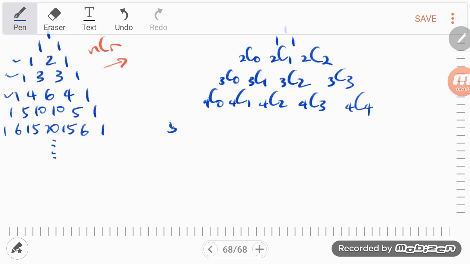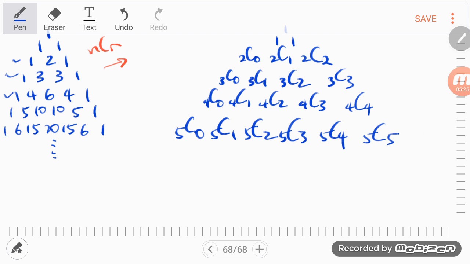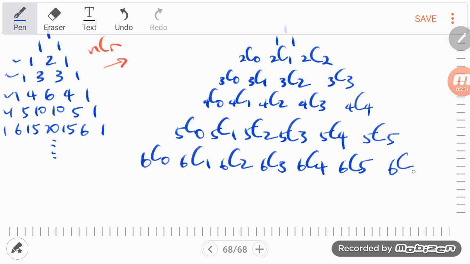The next one will be 5C0, 5C1, 5C2, 5C3, 5C4, and 5C5. You can see that with the conversion, the shape of the Pascal's triangle is still there. I got that one done. Let me do the last one here. This will be 6C0, 6C1, 6C2, 6C3, 6C4, 6C5, and 6C6. And that's going to continue forever.